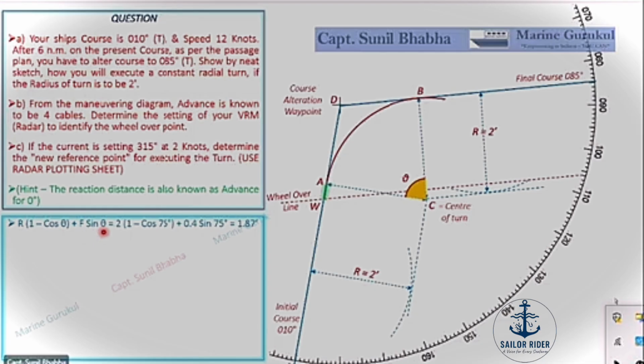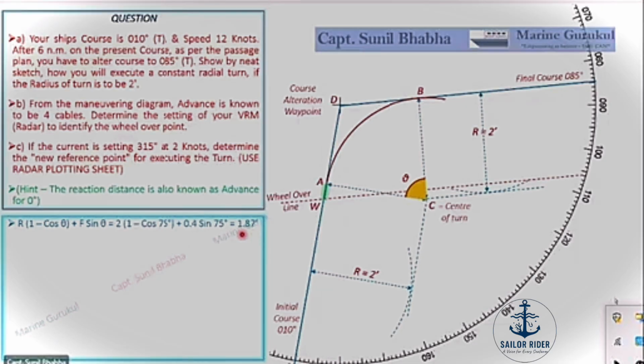Now if we put all the values as per this particular question, the radius is 2 nautical miles. So 2 multiplied by bracket start 1 minus cos of 75 degrees, where 75 degrees is the angle by which we are altering, bracket close, plus 0.4. 0.4 is our reaction distance, given in the question as 4 cables, times sine theta, sine of 75. Theta 75 is the angle by which we are turning. So when we put all the values as per this question, we obtain a value of 1.87 nautical miles.